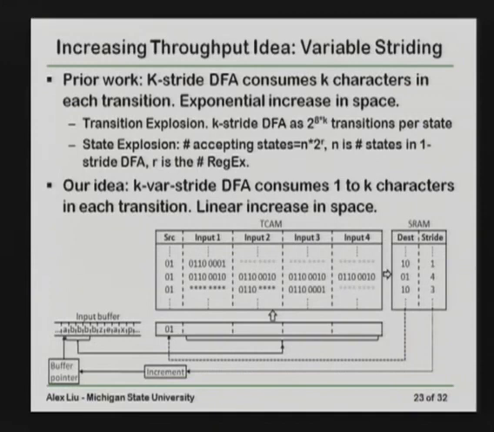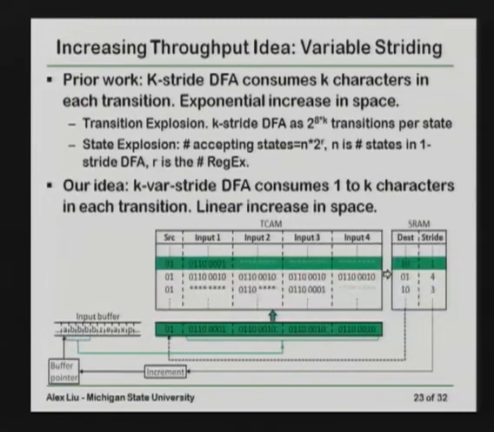So take a look at this example. Here's the input buffer, and because it's a 4 variable stride DFA, every time you take 4 characters at a time and perform a lookup. The lookup result will give you 2 things: one is the destination state, and the other is how many characters are consumed. In this case, this is 1 stride, so we consume 1 character in this step.